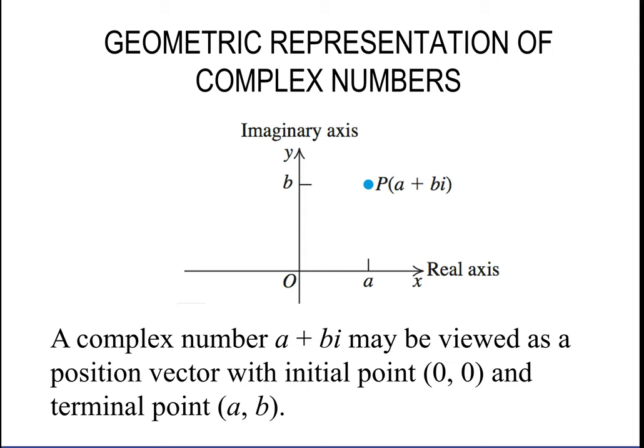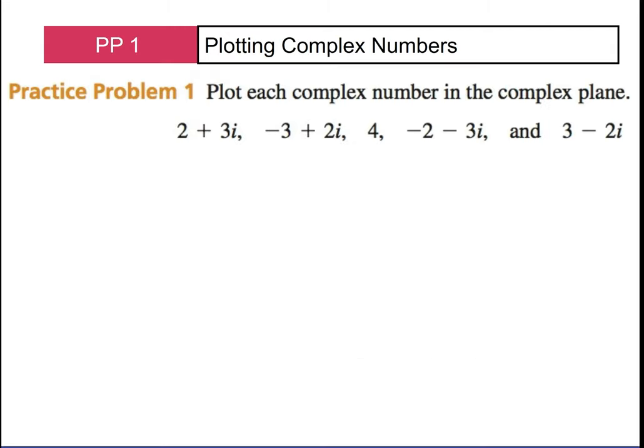What does it look like? Sort of looks like this right here. So the real number is that part right there. That's the x part, in a sense, of the rectangular plane. And then the b is going to be the y coordinate, but we write them as a plus bi. All right, so let's plot these.